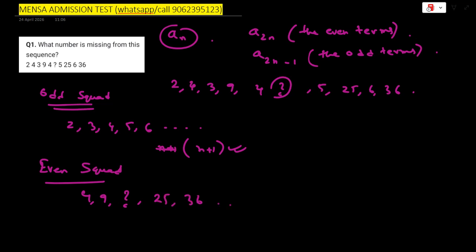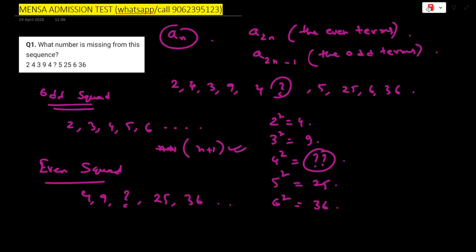So each even position number is the square of the number preceding it, right? Like 2 squared equals 4, 3 squared equals 9, 4 squared, this is our missing hero, okay? 5 squared is 25, 6 squared is 36. So if we take 4 and square it, what do we get? 16, right?